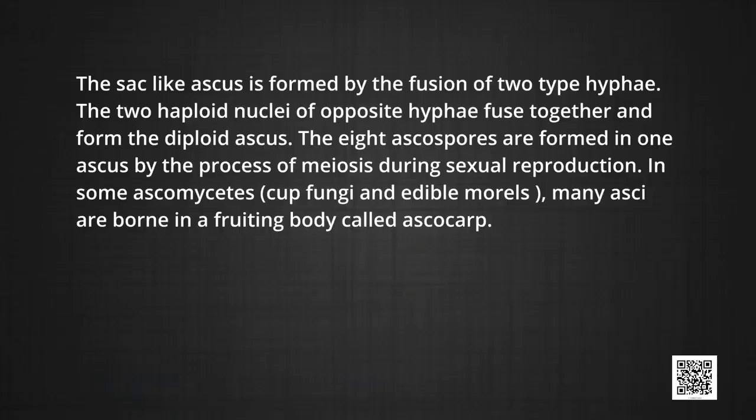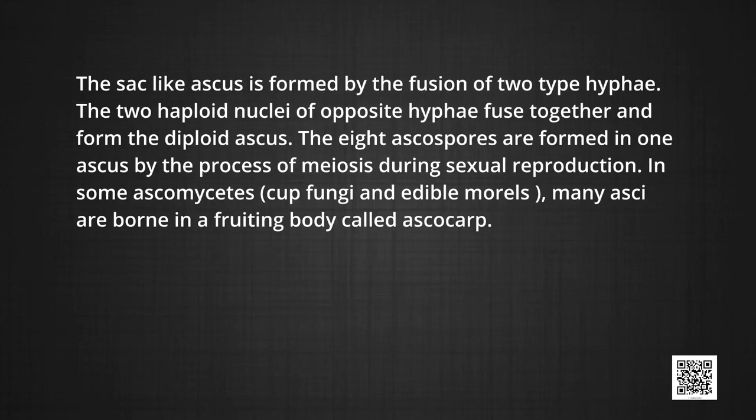In the majority of Ascomycetes, the thallus is highly developed, branched and with septate mycelium. The cells are uni, bi or multinucleate. Their hyphal wall is composed of cellulose and contains chitin. These fungi produce endogenous meiospores called ascospores in special sac-like structures called asci. The sac-like ascus is formed by the fusion of two hyphae. The two haploid nuclei of the opposite hyphae fuse together and form the diploid ascus. Eight ascospores are formed in one ascus by the process of meiosis during sexual reproduction.